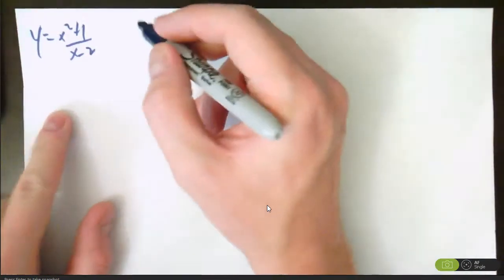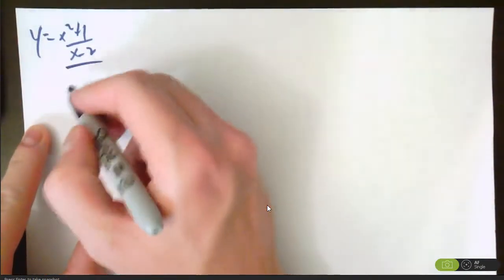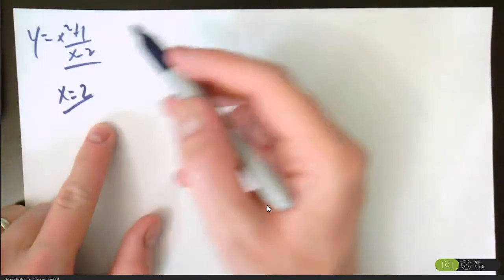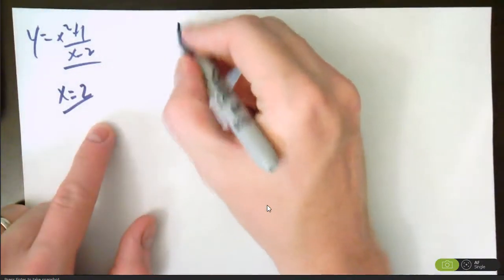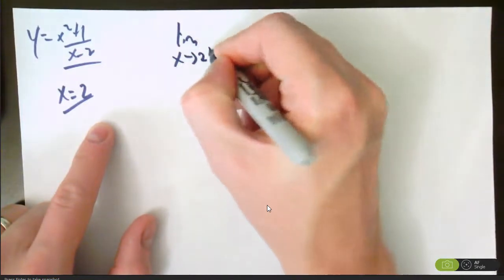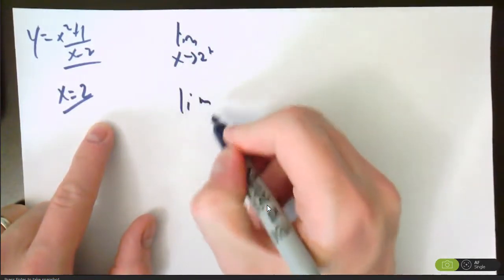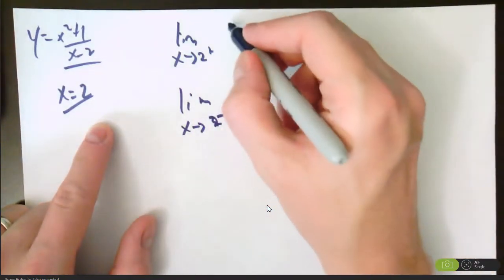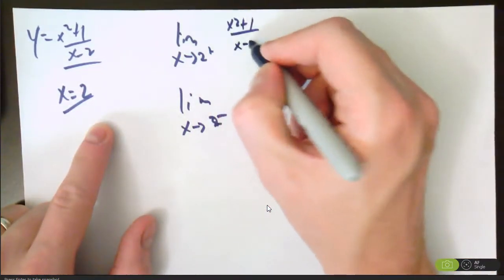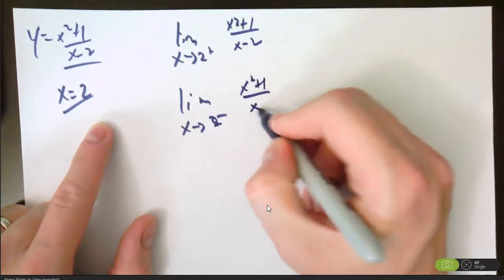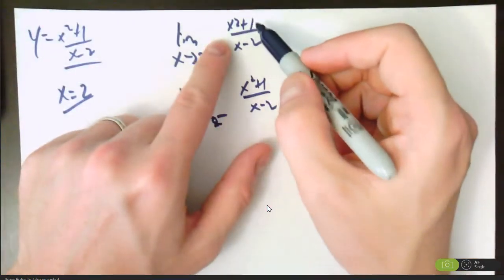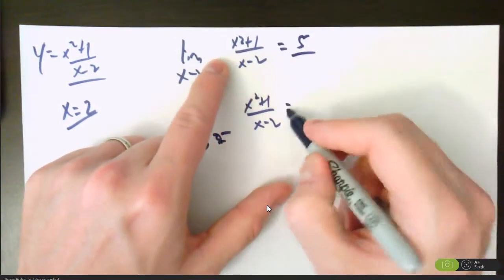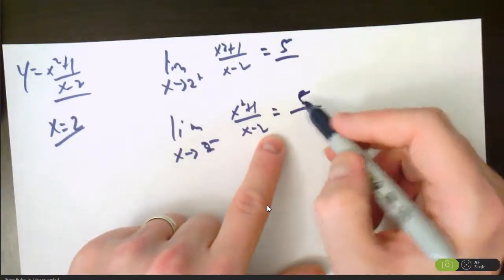Now its vertical asymptote will be something like x equals 2, because that's where the denominator is 0. So I have to check the limit as x approaches 2 from the right and the limit as x approaches 2 from the left of x squared plus 1 over x minus 2. When I plug in 2 for the top, I'm going to get 5 for both of them, because it's continuous and it'll approach 5 from both sides.